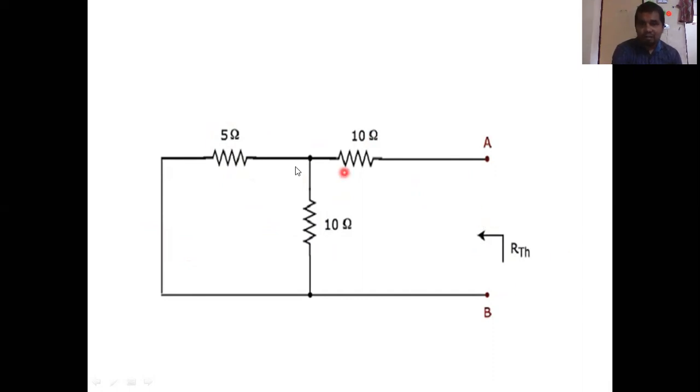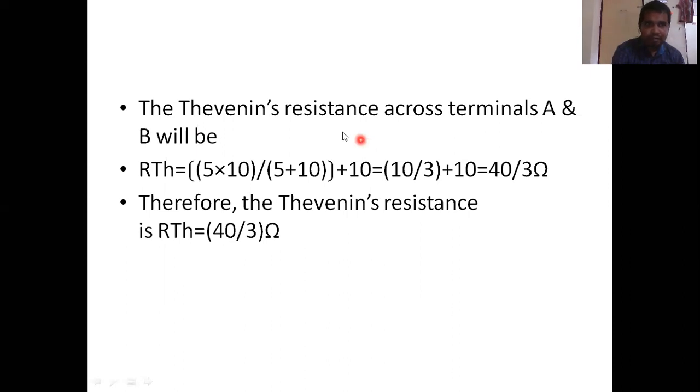RTH is nothing but what? These two are in parallel, because when your current is coming this way, one current will go this way, one current will go this way. This means these two are parallel. So when you reduce this parallel combination, it will come in series with this one. Then 5 into 10 divided by 5 plus 10, the whole will come plus this 10 ohm. That is what the equation is written.